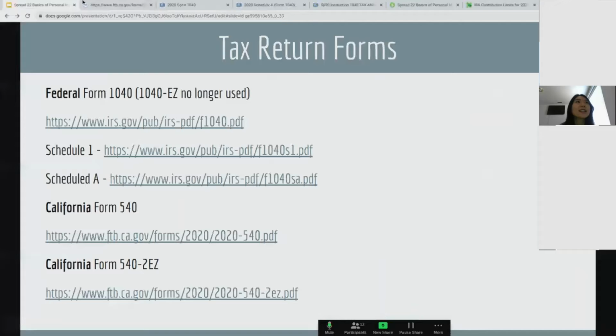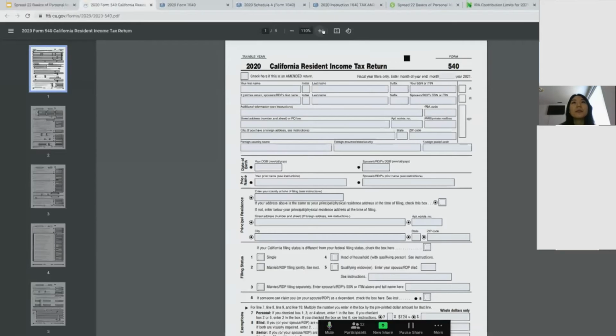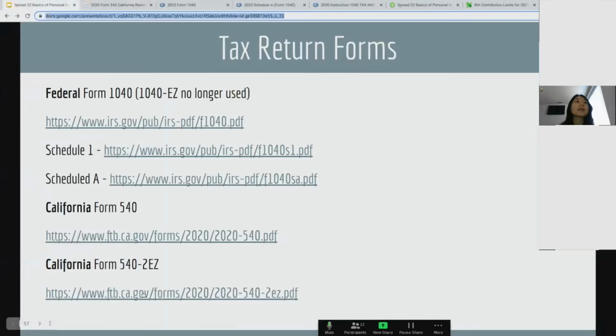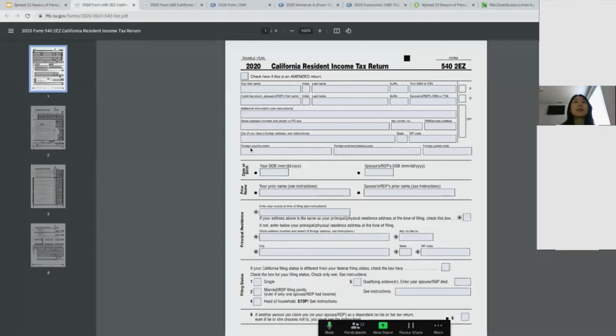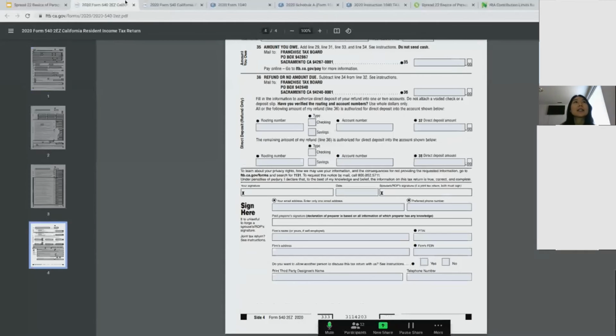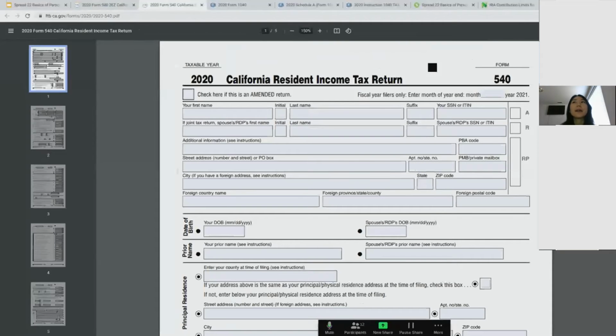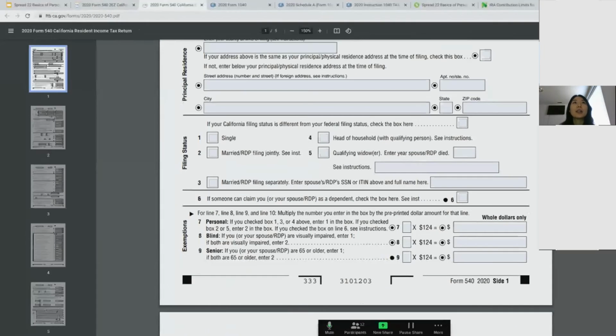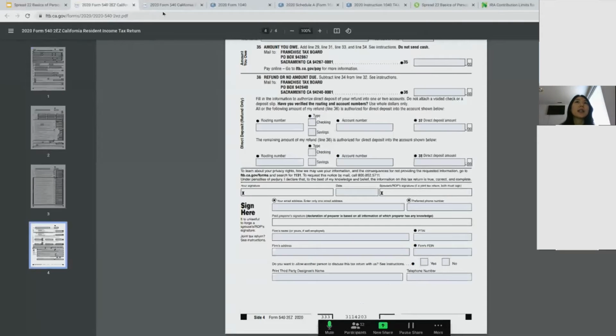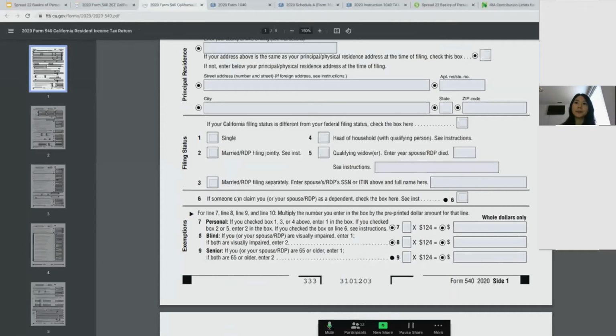Oh, why didn't I just click the link? 540 is the California tax return. So California didn't change yet. There's still a 542 easy. So this is an easy form. It's only 4 pages versus the 5 pages. And you wouldn't have extra schedules here, but then you would have extra subforms here.